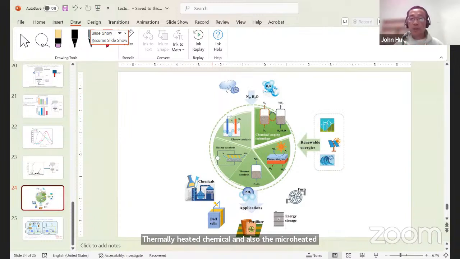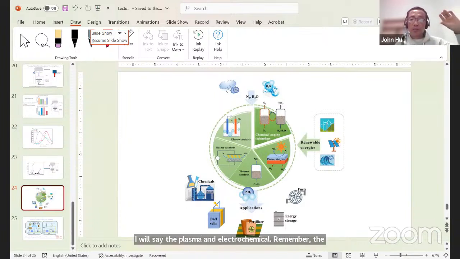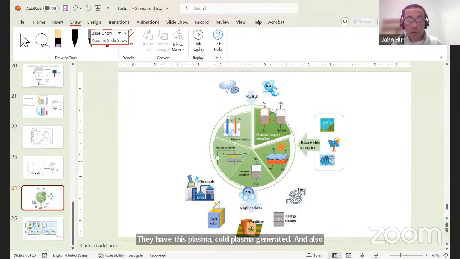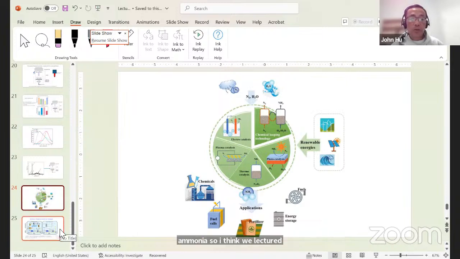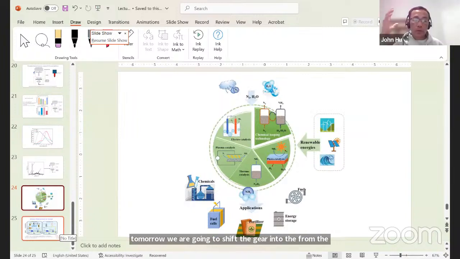So there are all differences. And then we also talked about another way, photocatalysis, which I didn't spend too much time on, and then plasma catalysis. Or I would say the plasma and the electrochemical. Remember, at the water surface, they have this cold plasma generated, and they also run electricity. So there are so many scenarios you can make ammonia. So I think we lectured. So tomorrow we are going to shift gears from the surface reaction or bulk reaction, chemical looping, to the system engineering.